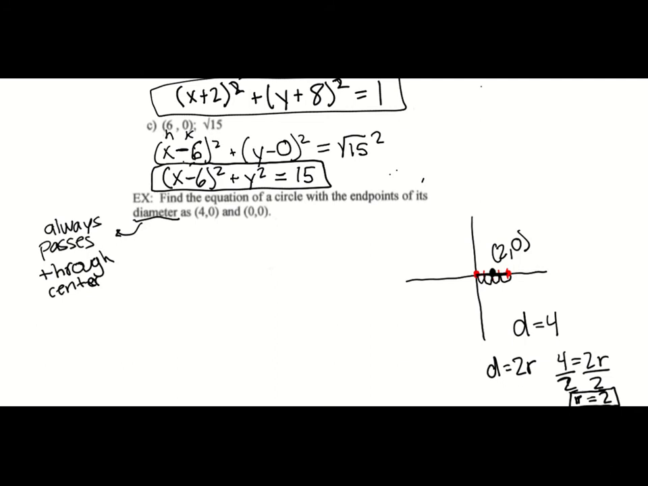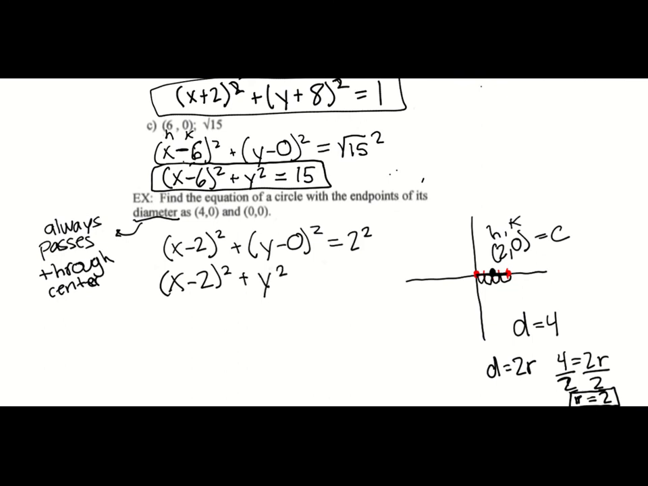So now that I have my center and my radius, I can write my equation. This is my h and my k. I have x minus h, which is 2, squared, plus y minus k, which is 0, squared, equals our radius of 2 squared. Simplify that a little bit. (x − 2)² plus y minus 0 is just y squared. And 2 squared is 4. So that is my final answer.